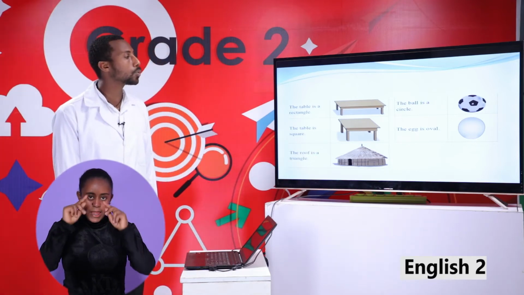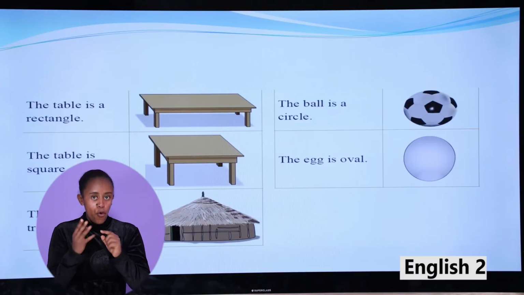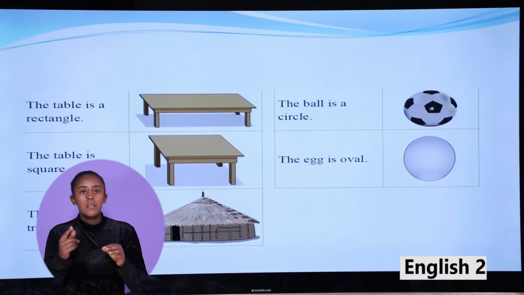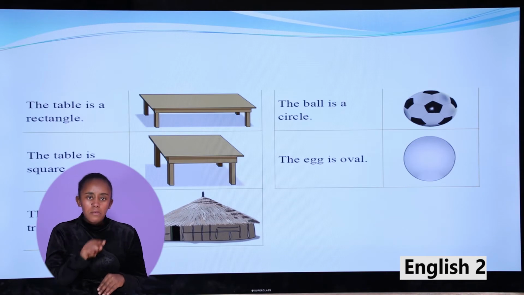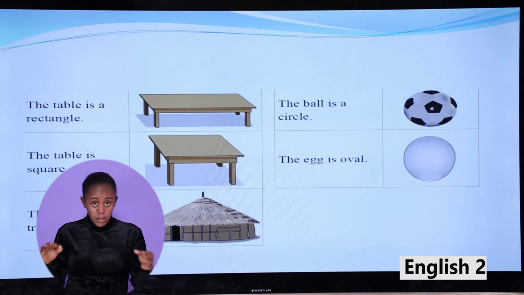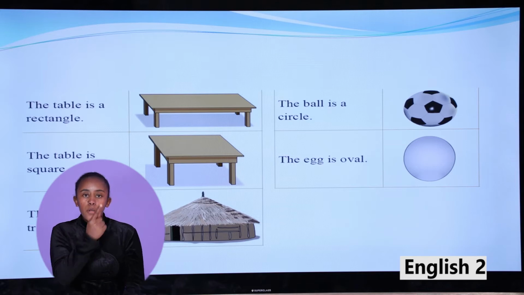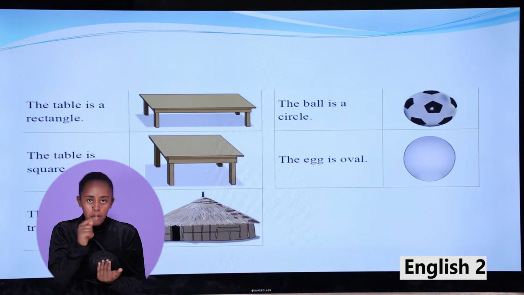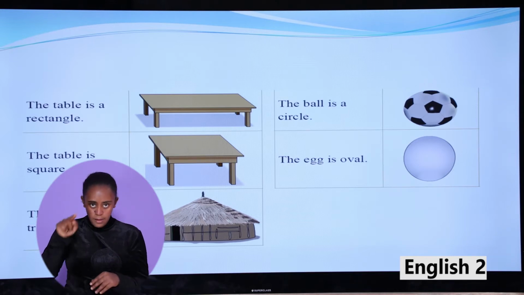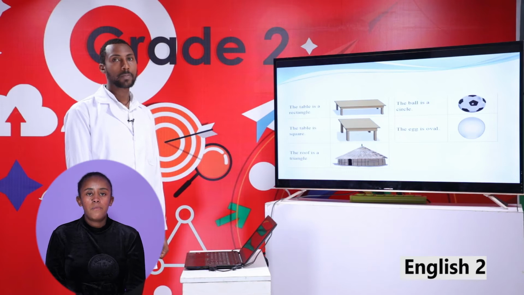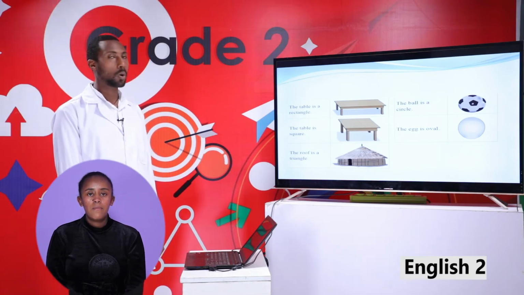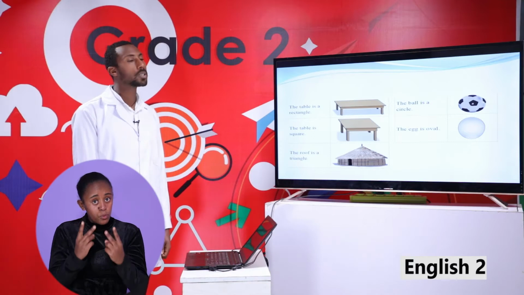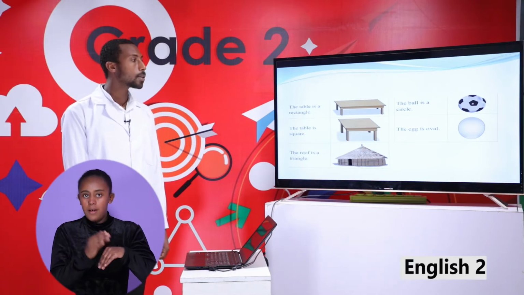So let us go to the fourth sentence. Over there, there is a sentence, the ball is a circle. Students, please look carefully at the sentence and also the picture. Please say after me, the ball is a circle. So when you look at the picture, it is a ball and it has a circle shape.